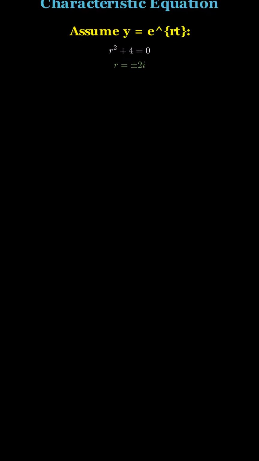First, let's find the homogeneous solution. The homogeneous equation is y double prime plus 4y equals 0. The characteristic equation is r squared plus 4 equals 0, giving us complex roots r equals plus or minus 2i. Therefore, the general homogeneous solution is y sub c of t equals c1 cosine 2t plus c2 sine 2t.